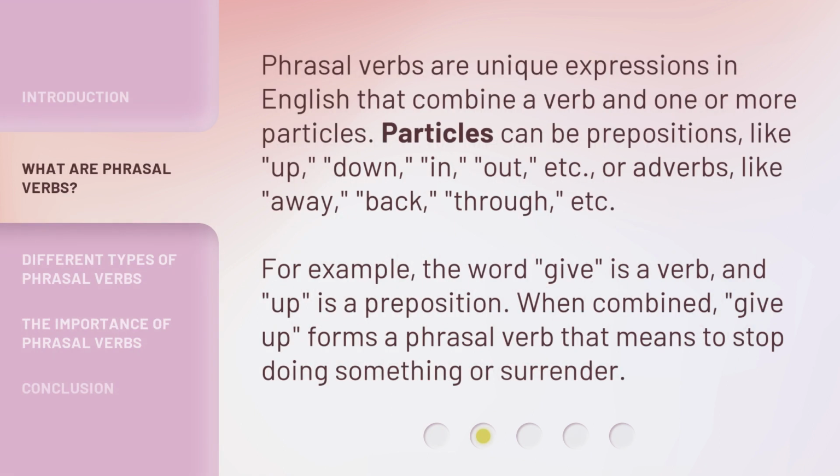Phrasal verbs are unique expressions in English that combine a verb and one or more particles. Particles can be prepositions, like up, down, in, out, etc., or adverbs, like away, back, through, etc. For example, the word give is a verb, and up is a preposition. When combined, give up forms a phrasal verb that means to stop doing something or surrender.